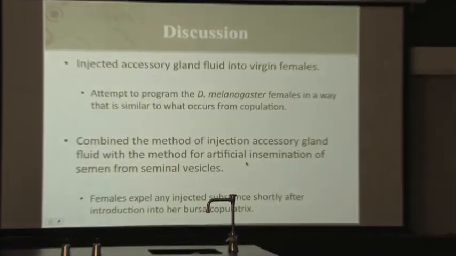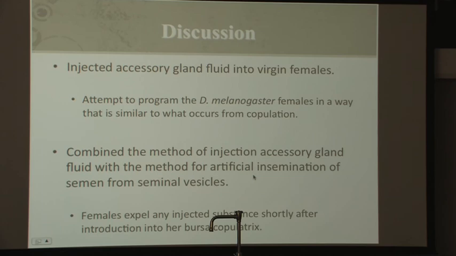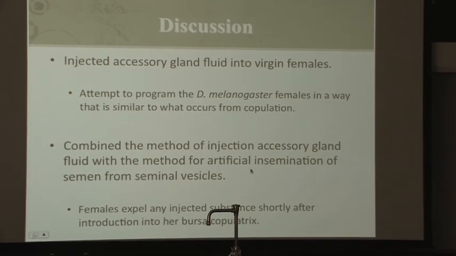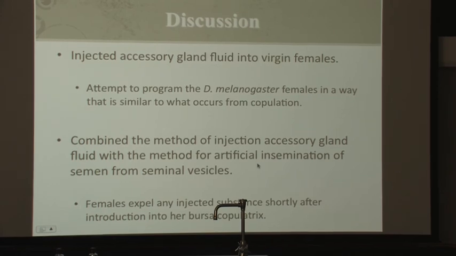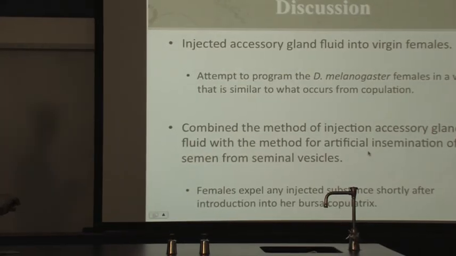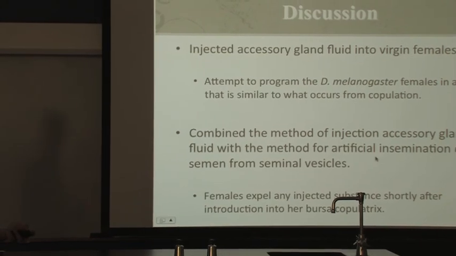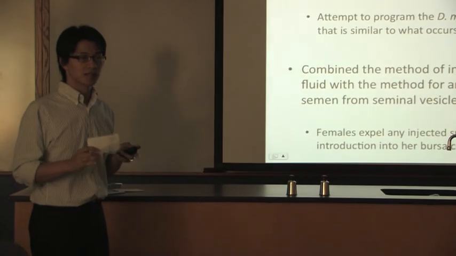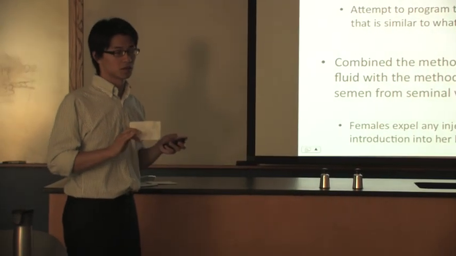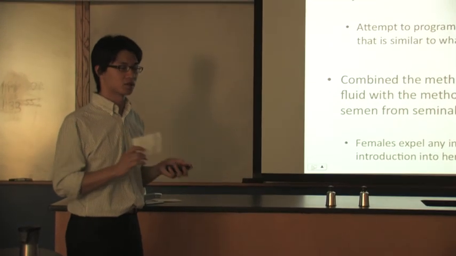And the next experiment is to inject accessory gland fluid into the virgin female. We did this experiment because we attempted to program the Drosophila melanogaster female in a way that is similar to what occurs from copulation. In this experiment, we got a successful result because all the females could lay eggs from day 1 to day 4.